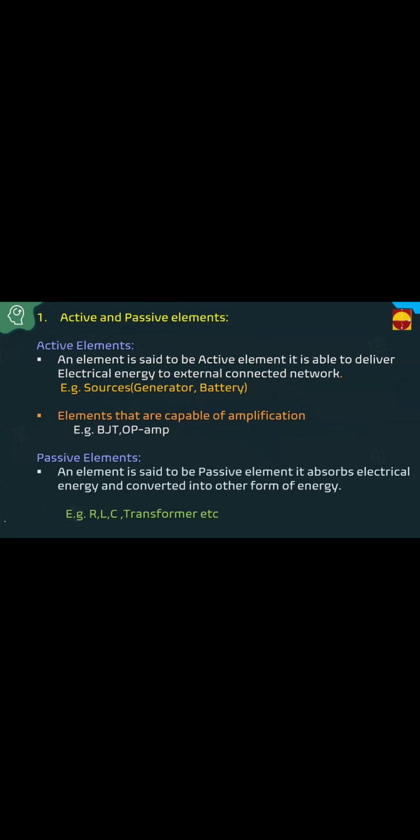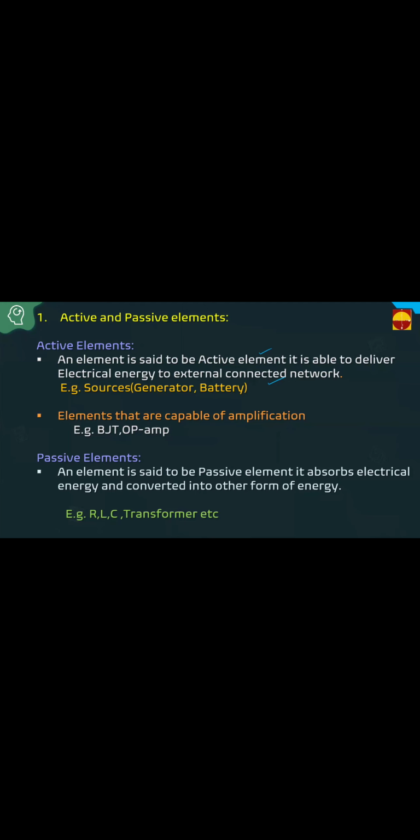Now we have to see what exactly active and passive elements are, and linear, non-linear, bilateral, unilateral, distributed, lumped, time variant and time invariant elements. When is a particular element said to be an active element? An element is said to be an active element if it is able to deliver electrical energy to an external connected network. If an element is delivering electrical energy to an external connected network, then we can say that element is the active element.